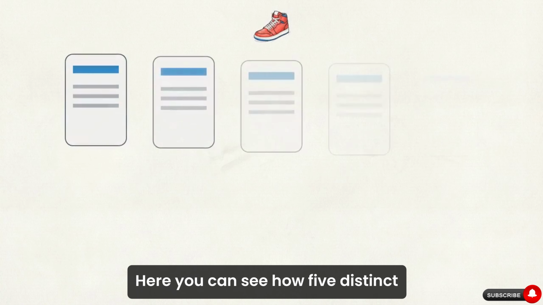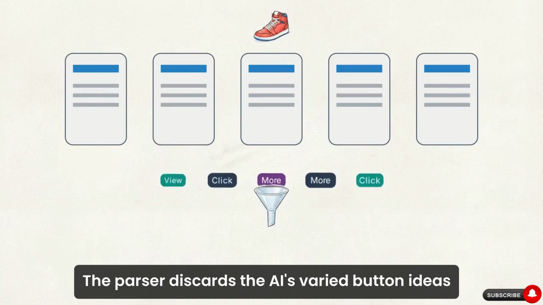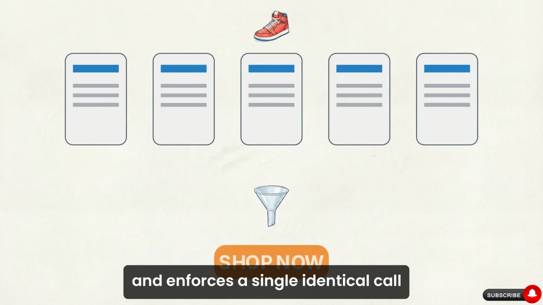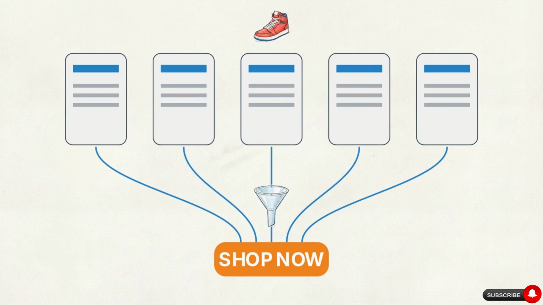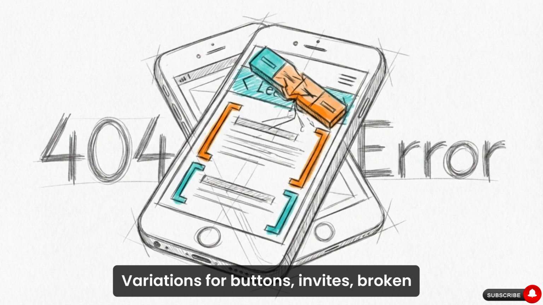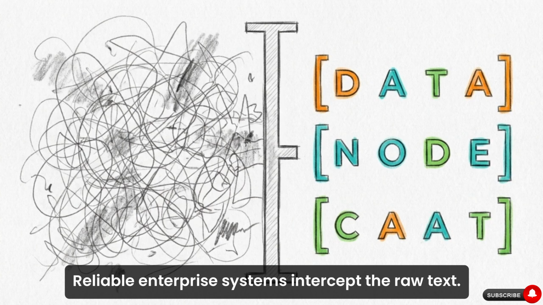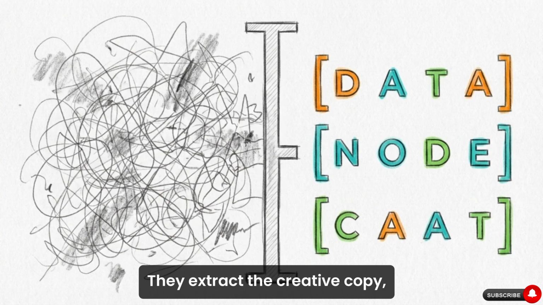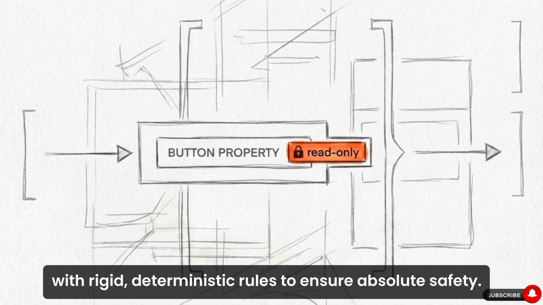Here, you can see how 5 distinct text variations output by the AI are merged at their base. The parser discards the AI's varied button ideas and enforces a single identical call to action across all 5 blocks. Allowing a generative model to dream up variations for buttons invites broken navigation and lost revenue. Reliable enterprise systems intercept the raw text. They extract the creative copy, but override the functional elements with rigid, deterministic rules to ensure absolute safety.